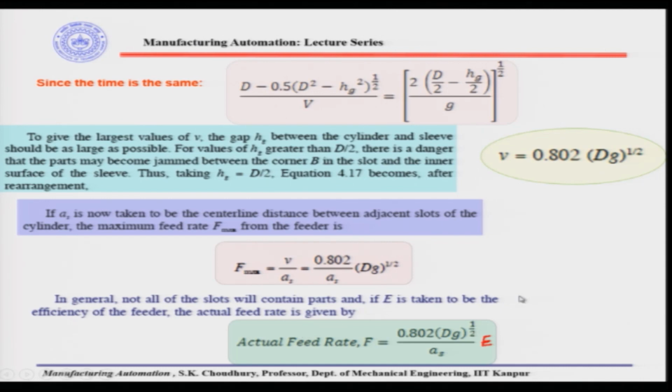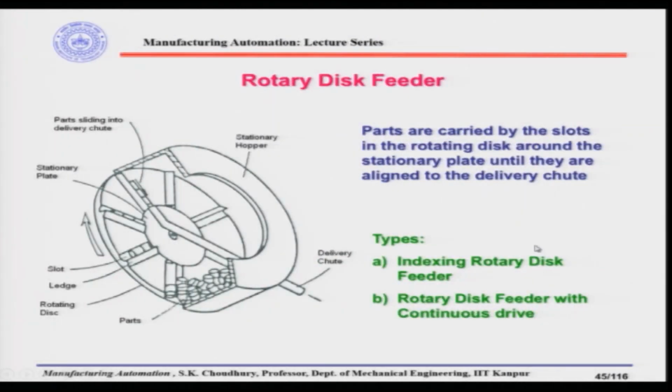So, this is the principle of how we can get the actual feed rate, so that it could be matched with the feed rate that the assembly machine requires. After that, we discussed the rotary disc feeder. Here we have the bowl and the base of the bowl rotating, and in the base of the bowl we have the slots, and those slots are protected by the ledges here and by the stationary disc, so that when the parts are nested in the slots, they will not fall down in this direction or in this direction.